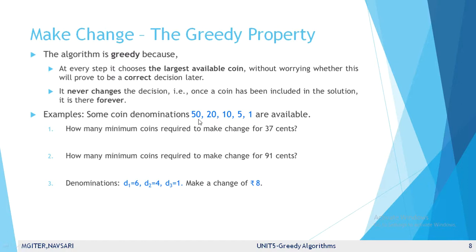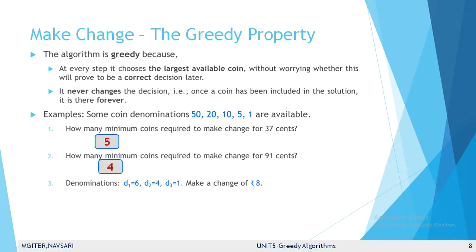Here we have denominations of 50 rupees, 20 rupees, 10 rupees, 5 rupees and 1 rupee. So the first problem is to give the change of 37 cents. For that we do not choose the 50 rupee coin because the given amount is 37 cents, which is less than 50. Now we use 5 coins: one coin of 20 rupees, one coin of 10 rupees, one coin of 5 rupees and two coins of 1 rupee. So it used 5 coins for the change of 37 cents.